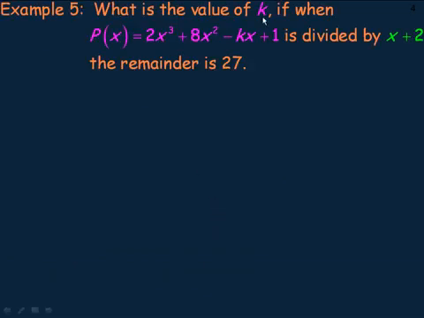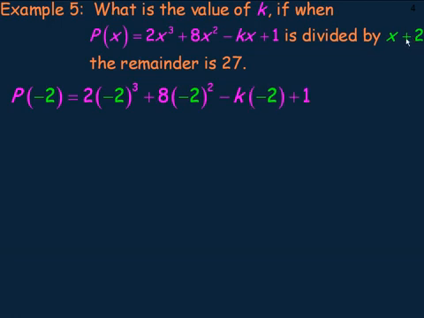Another example, we're asked to find the value of k, and notice that k is the linear coefficient, the coefficient of the linear term, or the x term. We're told that if we take this polynomial and divide it by x plus 2, we get a remainder of 27. So we're asked to find what number k has to be in order for that to be true. Now we're talking about dividing this polynomial by x plus 2, so let's find out what the remainder would be in that division. So we would put negative 2, x minus negative 2 is the same as x plus 2, negative 2 in place of x here, here, and of course here. And that should equal 27 because we're told that the remainder is supposed to be 27.